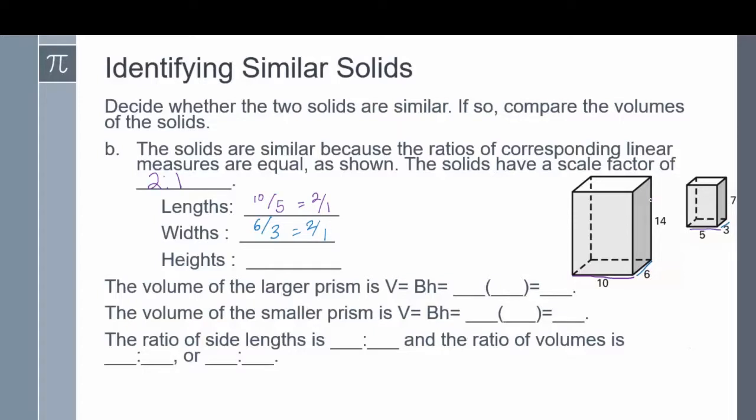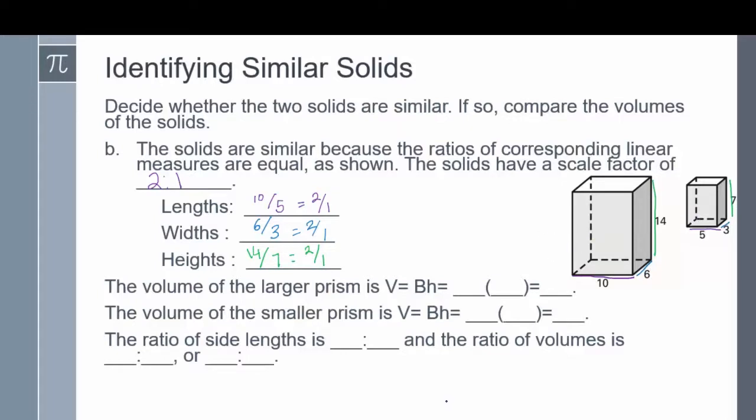Finally, let's take a look at the heights of the prisms. The big prism has a height of 14. The little prism has a height of 7. So I can write the ratio as 14/7, and 14 and 7 are both divisible by 7. So 14 divided by 7 is 2. 7 divided by 7 is 1. All of the ratios of the side measures of the prisms are equal. They're both 2:1. So we can say the big prism is similar to the little prism.